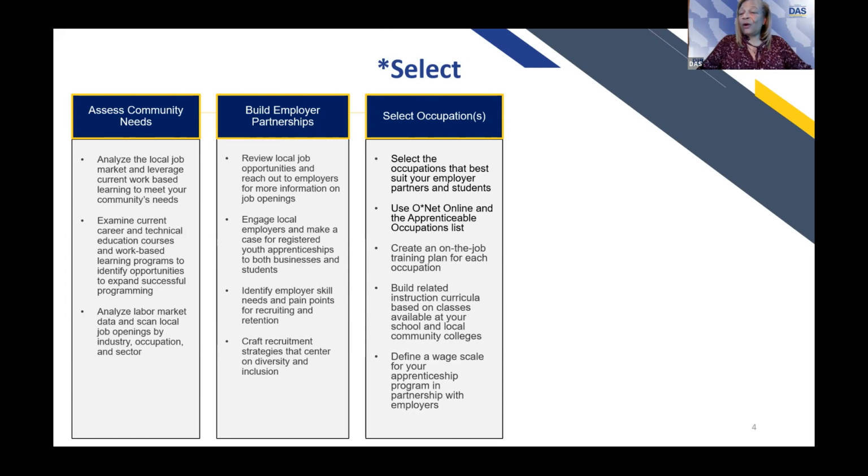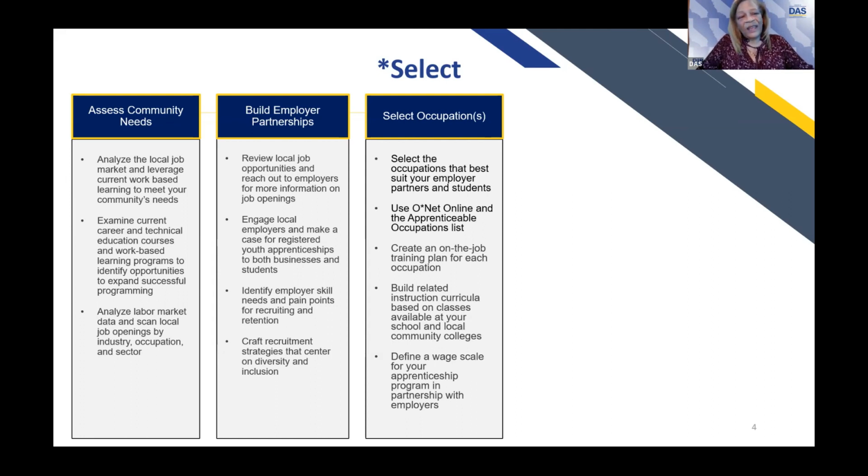Building the relationships with the local educational partners is also part of building partnerships and selecting occupations. Once you've identified your occupation and you're able to identify the work processes, you also need to identify the RSI, the related supplemental instruction. Defining wages of your local apprenticeship program is also a part of identifying which occupations. Occupations, just like wages, vary. So that's why it's important in your first analysis to look at what your community is building. Look at the local job market within the community.